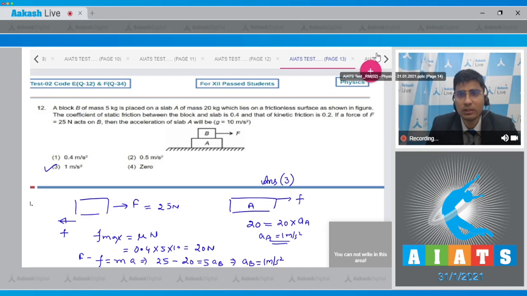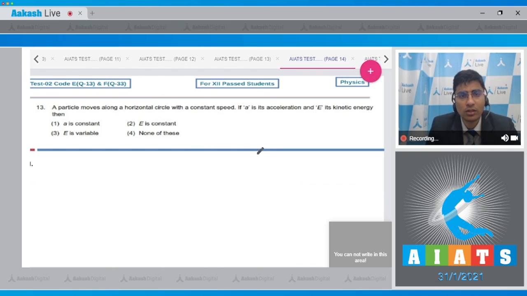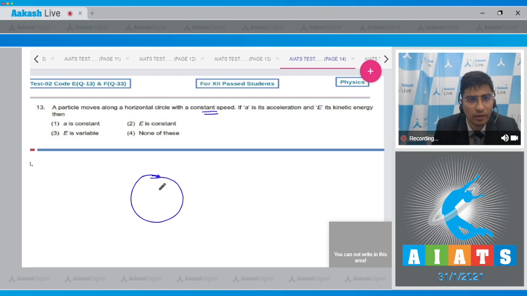Now let us proceed to question number 13. In question 13, a particle moves on a horizontal circle with a constant speed. If A is its acceleration and E its kinetic energy, then we have to find out: A is constant, E is variable, or none of these. Now, dear student, it is given that the speed is constant. As the particle moves in a circle, at every point its acceleration is directed toward the center. We can clearly see that the acceleration, even if constant in magnitude, changes in direction. Kinetic energy, which is equal to half mv square, however, remains constant. And hence for this question, the correct answer is option 2.